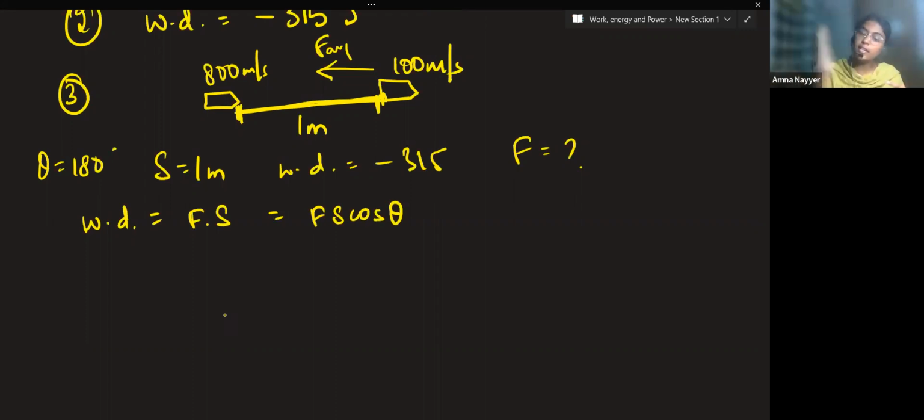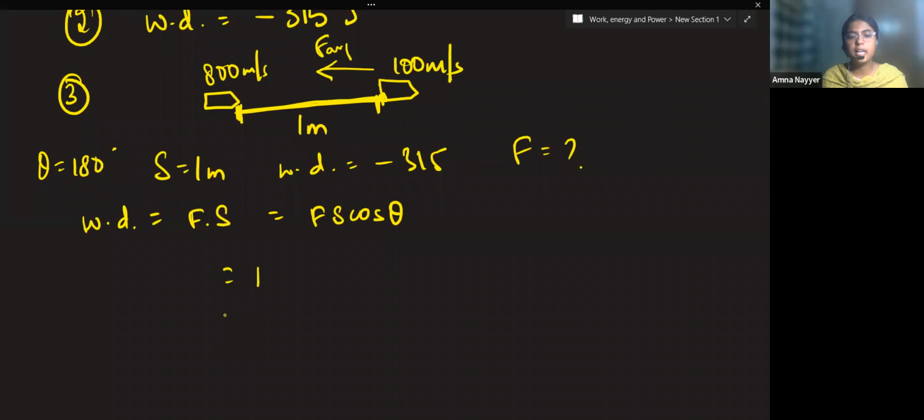Resistive force will resist the motion of the bullet. The wall is providing a resistance to the bullet that is crossing it. So resistive force will be in the opposite direction. Displacement is towards the right. Average force is towards the left. So the angle is 180 degree.